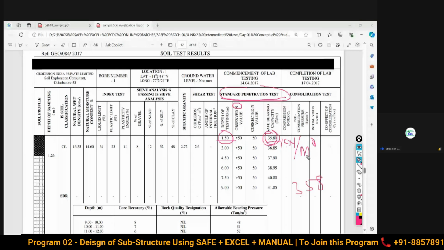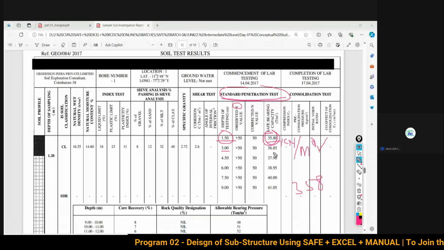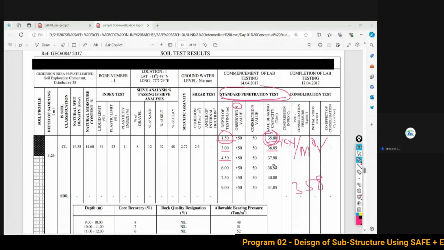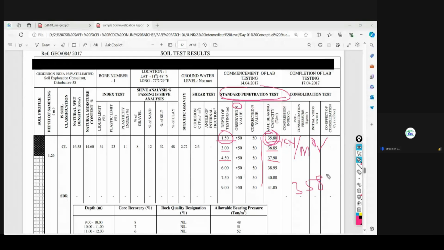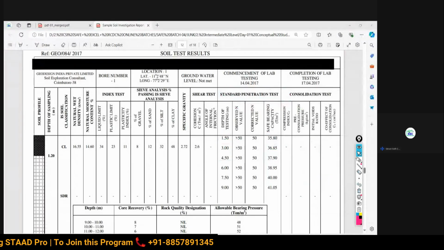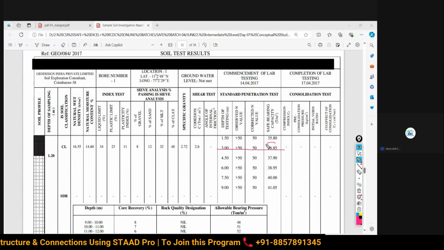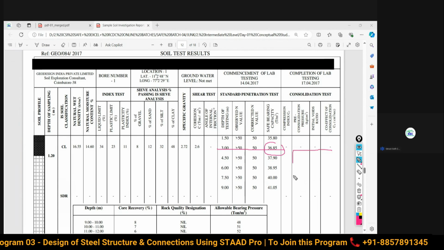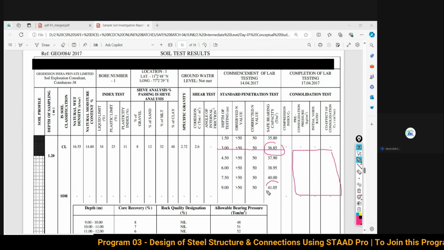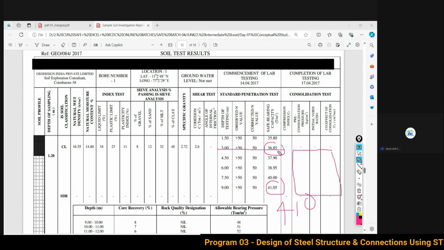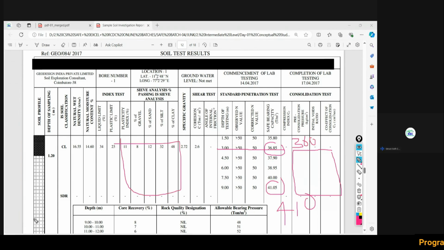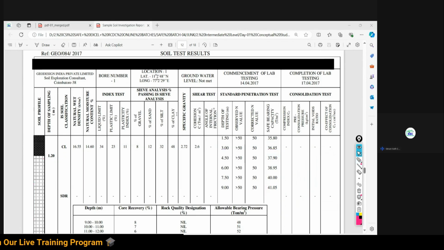Don't worry. Then at 3 meter depth, it is 368. At 4.5 meter depth, 379. So as you can find, as you are moving from top to down, is the SBC increasing or decreasing? It is increasing. So here you may say, sir, I will take my foundation only to 3 meter. Then your SBC will be less, and accordingly your footing size requirement will be more. But if you go to greater depth, it is 410, and here 368. If SBC is less, area demand will be more. If SBC is high, area demand will be less. Both are vice versa. In this way, detailed reports are given here.